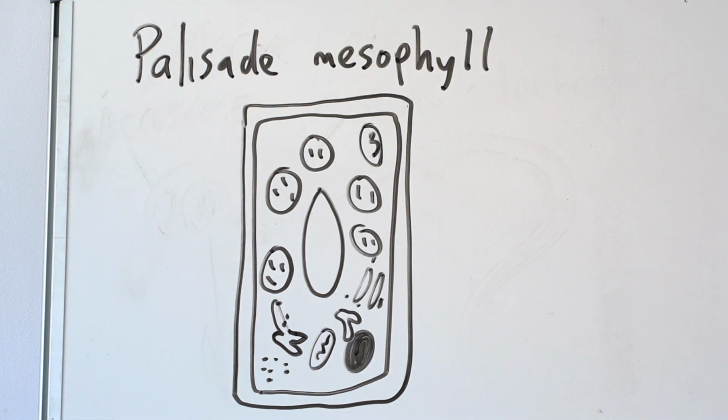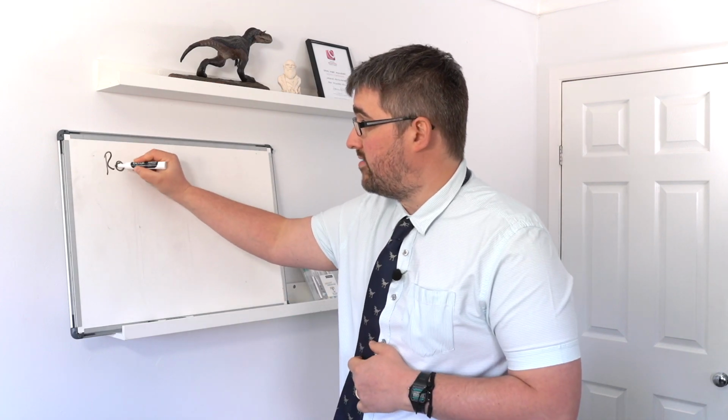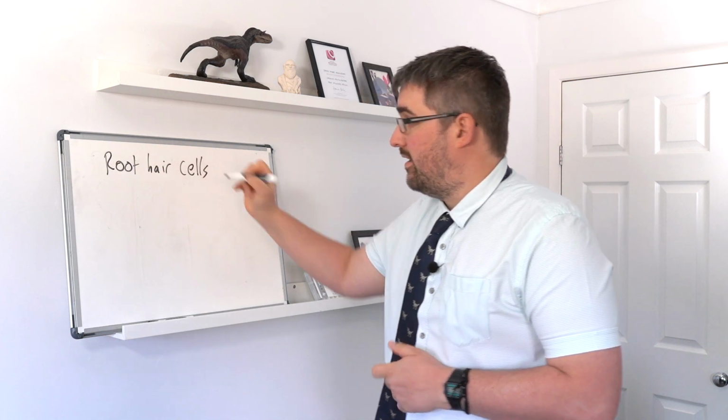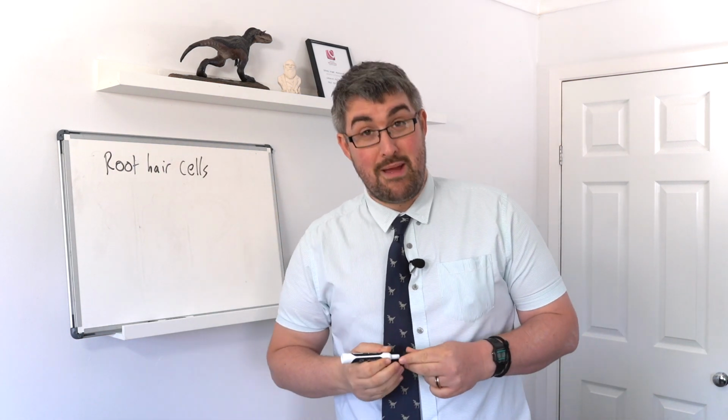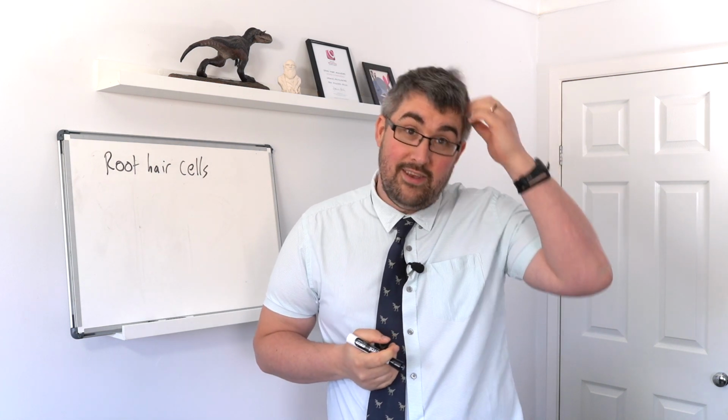So the next cell we're going to be looking at is, of course, our root hair cell. So here we go, here's our root hair cell. Again, these are found in plant cells. One of the most common misconceptions I tend to find when I'm mentioning root hair cells is students think, what, the ones on your hair? No, not that kind of cell.